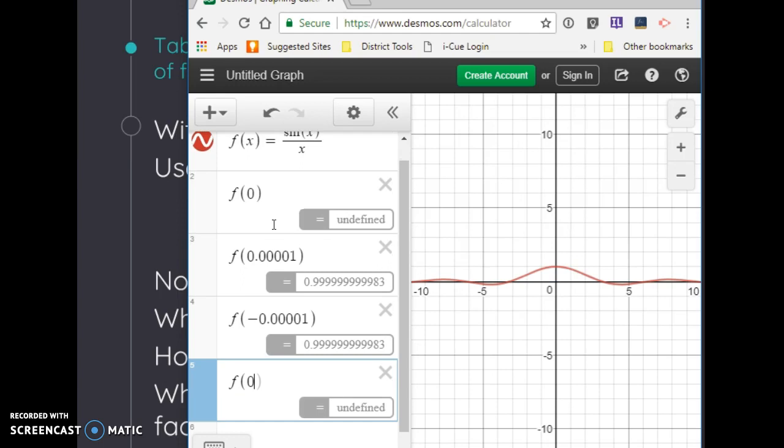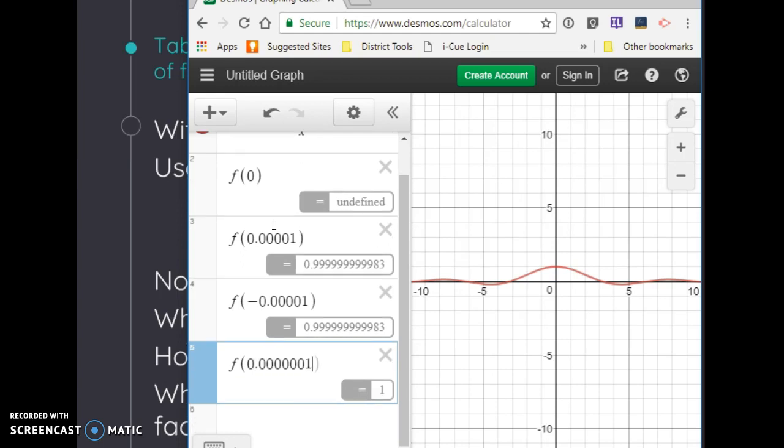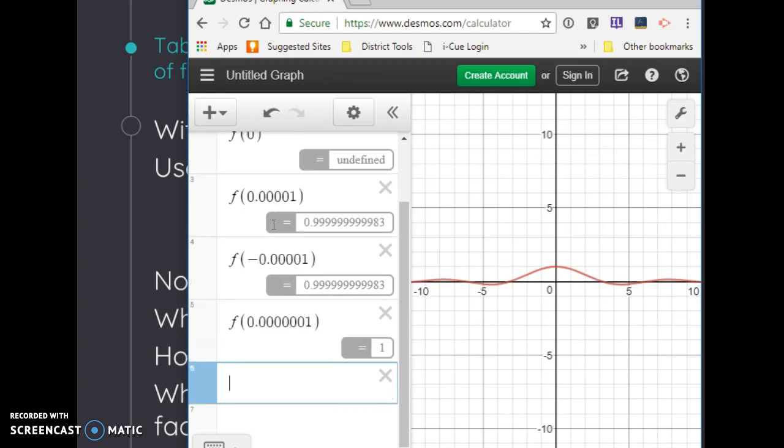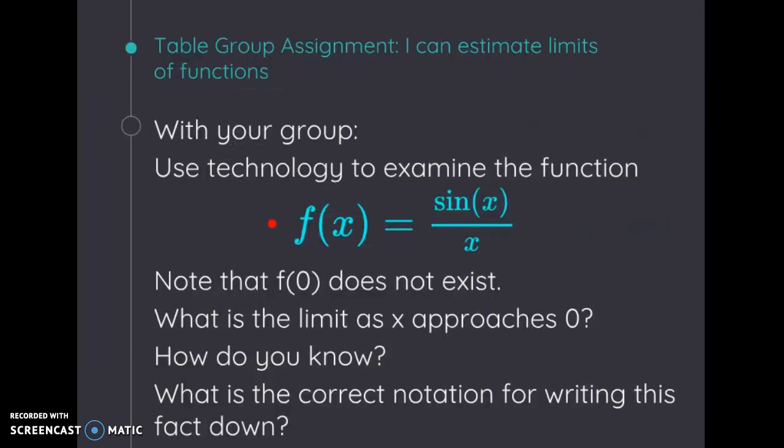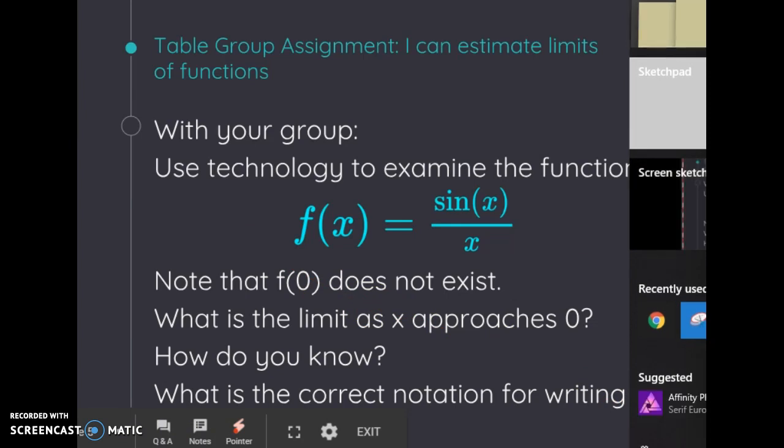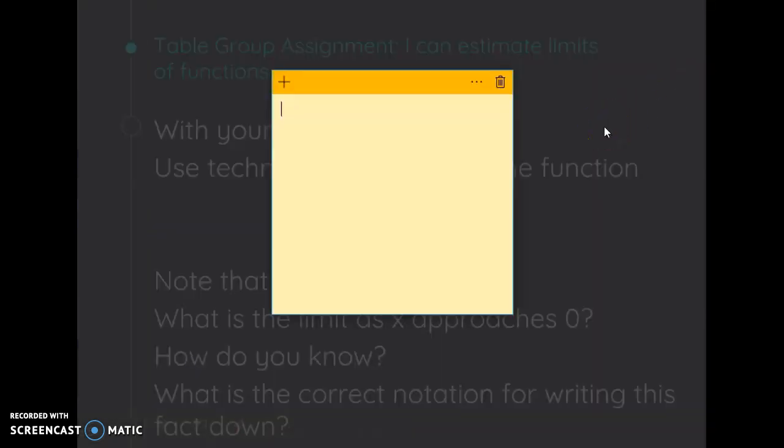And Desmos even kind of gives up. If I get even closer to 0, Desmos says, well, it's basically 1. So within the error for Desmos, the y-coordinate is 1. And I feel confident that as I get close to 0, this function is approaching 1. So using technology, I thought about that function. And so what's the correct notation for writing this down? So I could write the limit as x approaches 0 of sine of x over x equals 1.